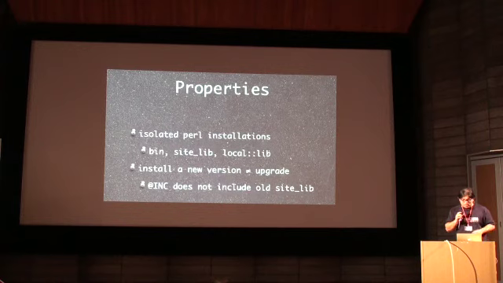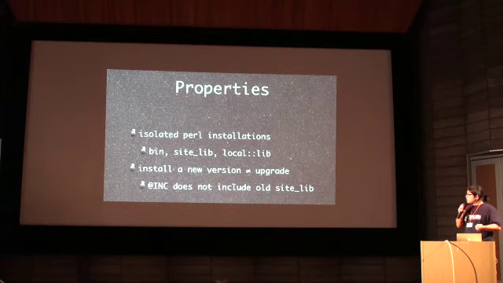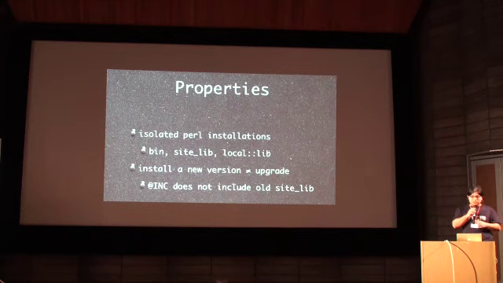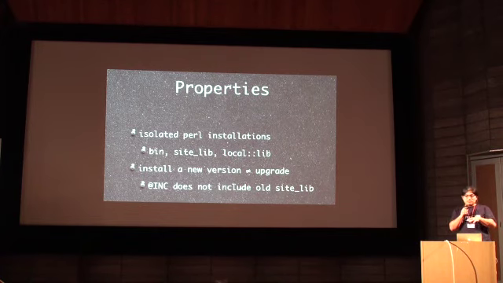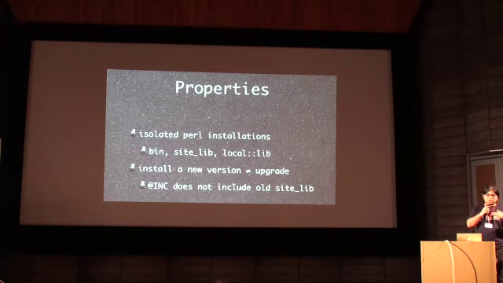Okay, so that's the basic usage and introduction of perlbrew, and now I want to talk about a property of perlbrew that I think can help people developing their applications. Basically, perlbrew itself provides isolated Perl installations. By isolated, I mean the bin directory, the site lib directory, and the local lib directories. As opposed to upgrading, installing a new version of Perl, it never does the upgrade process.